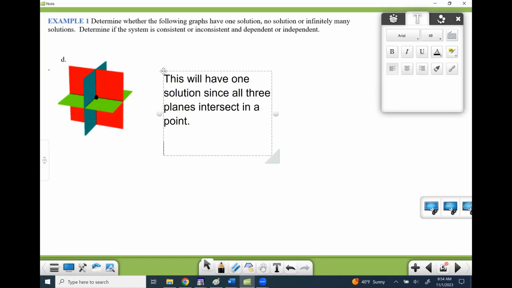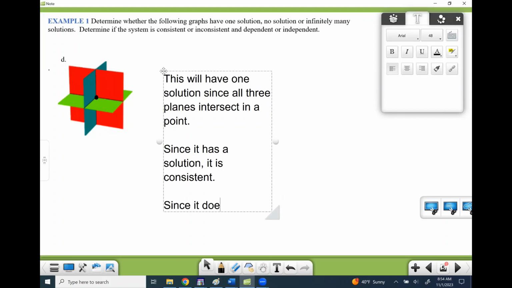Okay, so it has a solution. It is consistent. And since it doesn't have infinitely many, it's independent.